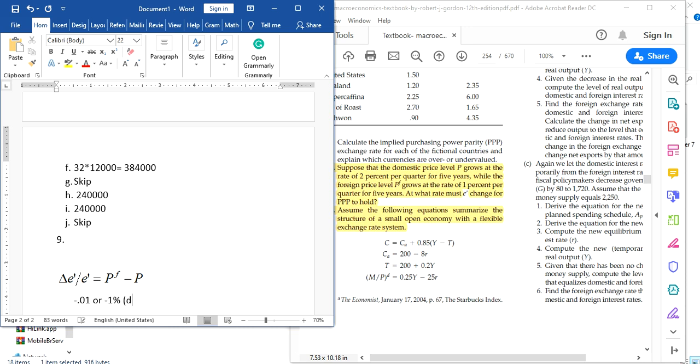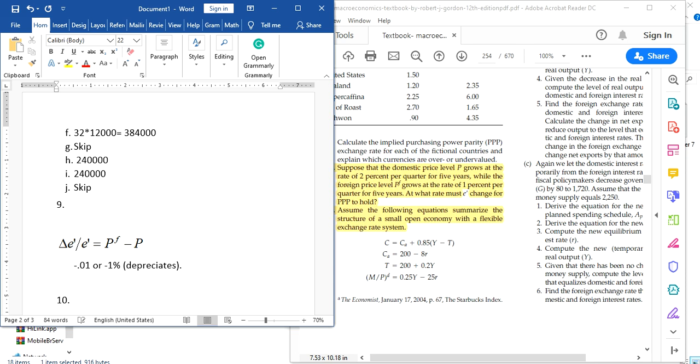It means depreciates. Over the upcoming periods of the quarters, or for 5 years, that will be depreciated by minus 1 if PPP holds.